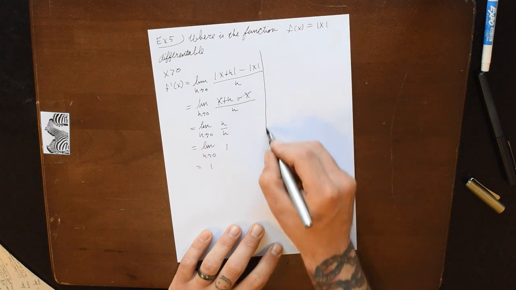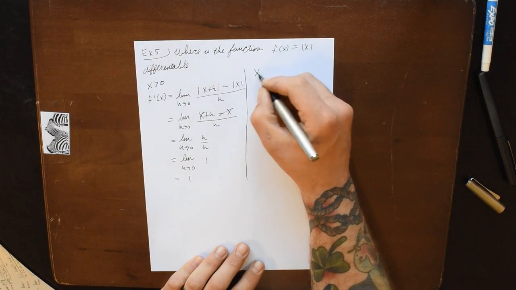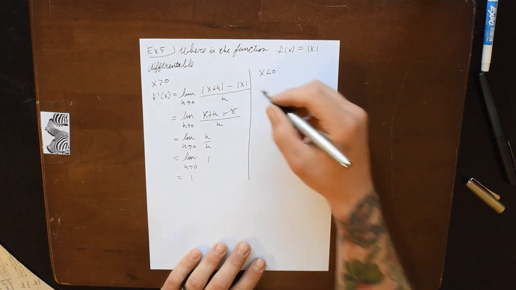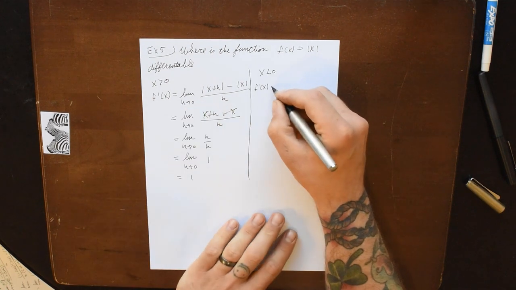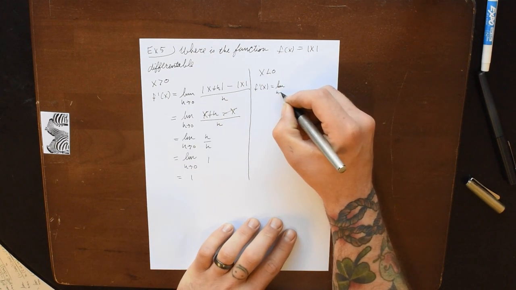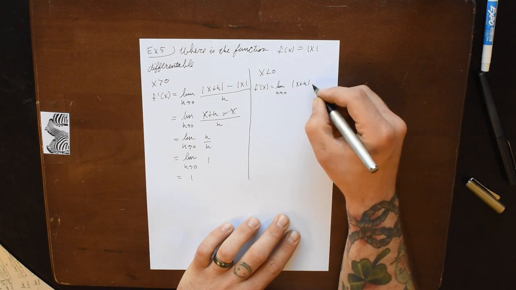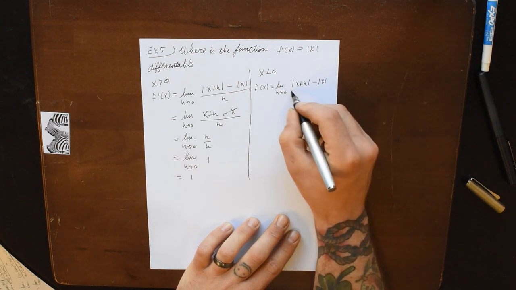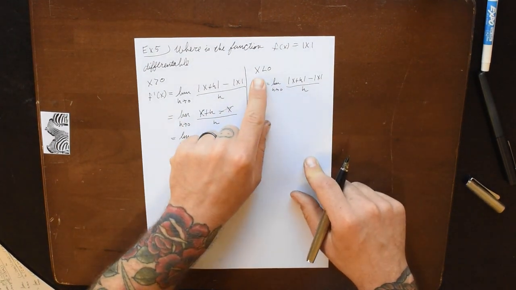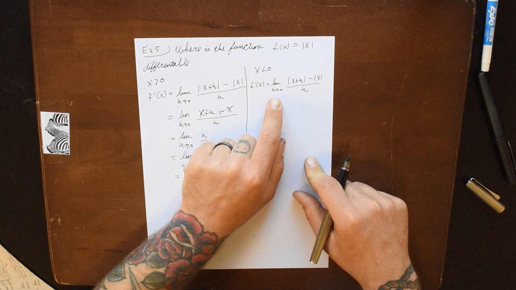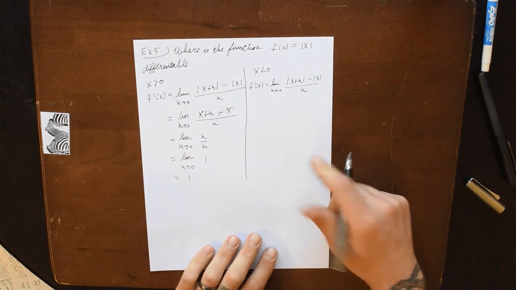And we'll do this split screen left and right. For values of x that are less than 0, f prime of x is still going to be this: the limit as h goes to 0 of the absolute value of x plus h, minus the absolute value of x, all over h. Now, if x is a negative number, and h eventually goes to 0, that means x plus h is eventually going to be a negative number.